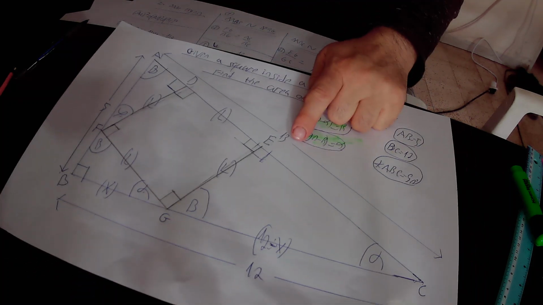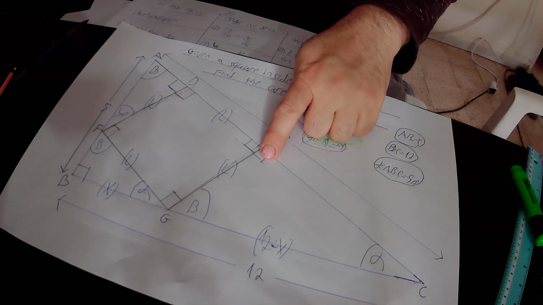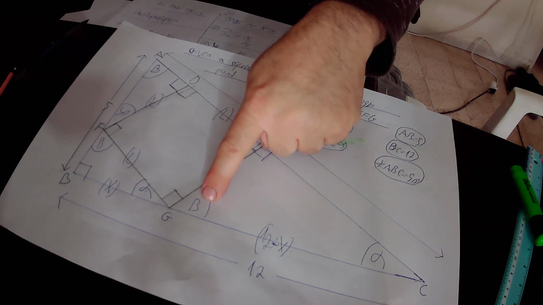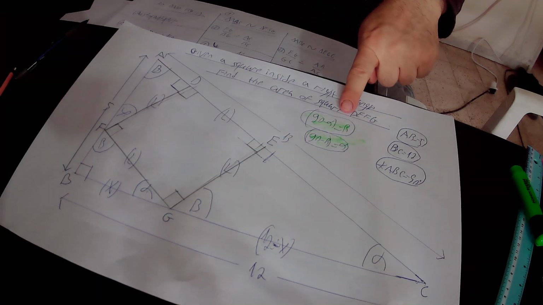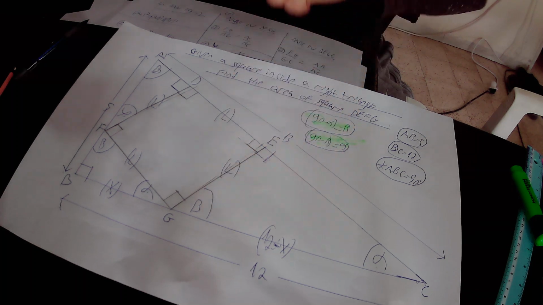Likewise, in the right triangle EGC, this angle equals to alpha. This angle equals to 90 degrees, therefore the missing angle must be equal to 90 degrees minus alpha. But 90 degrees minus alpha equals to beta, therefore the missing angle here equals to beta.